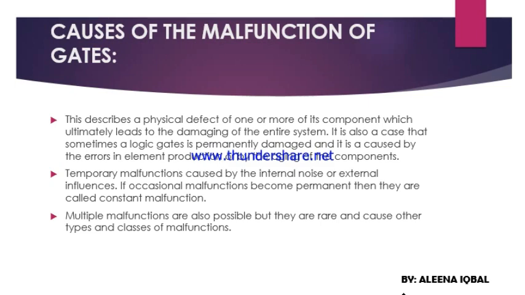Causes of malfunctions. This describes a physical defect of one or more of its components which ultimately leads to the damaging of the entire system. It is also a case that sometimes a logic gate is permanently damaged, caused by an error in element production or by the aging of the component. Temporary malfunctions are caused by internal noise or external influence. If occasional malfunctions become permanent, then they are called constant malfunctions. Multiple malfunctions are also possible, but they are rare and cause other types and classes of malfunctions.